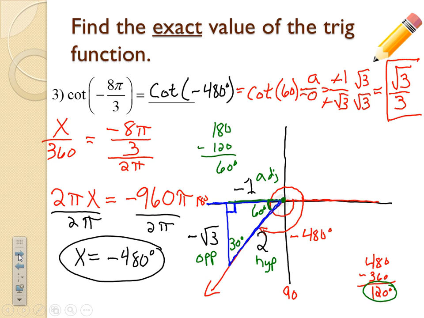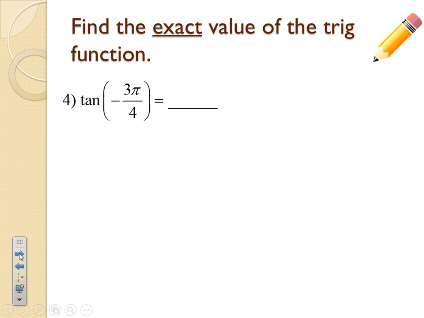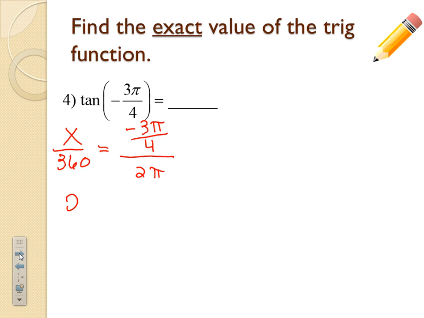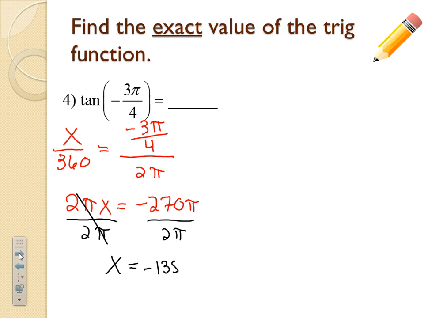Alright, ladies and gentlemen, last example for the day. Once again, we're given a tangent, and we need to find the exact value of this trig function, and it's negative 3 pi over 4. Now that's not in our unit circle, so we're going to have to solve for that. So we have x over 360 equals negative 3 pi all over 4 all over 2 pi. Cross multiply here. We get 2 pi x equals negative 270 pi. Divide both sides by 2 pi. And my x value equals negative 135 degrees.